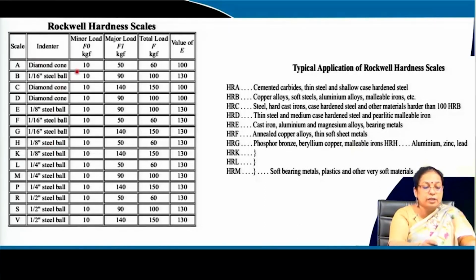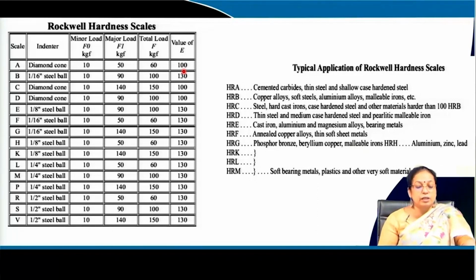In scale A you use a diamond cone as the indenter, where the minor load is usually 10 kilogram force and the major load is more or less fixed. The total load changes accordingly, and the E value will also change. E is a constant that depends on the kind of indenter you are using. So, in different scales you use different indenters, different major loads and different minor loads, and the total load is also fixed, and accordingly the E value is also fixed.